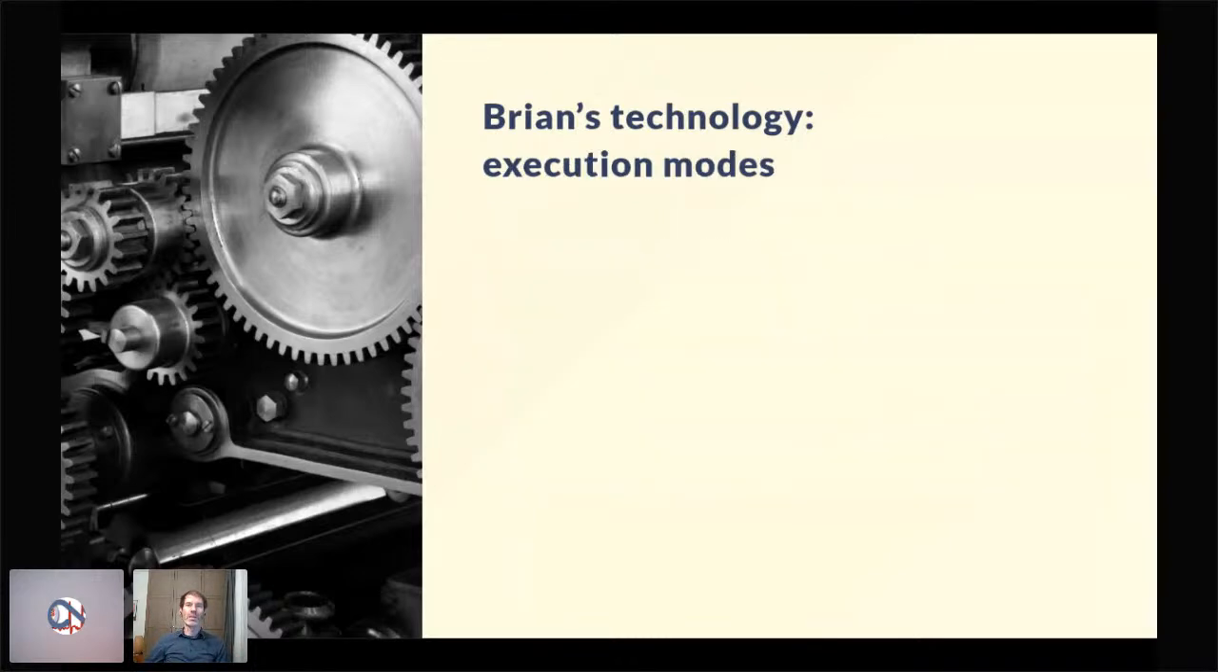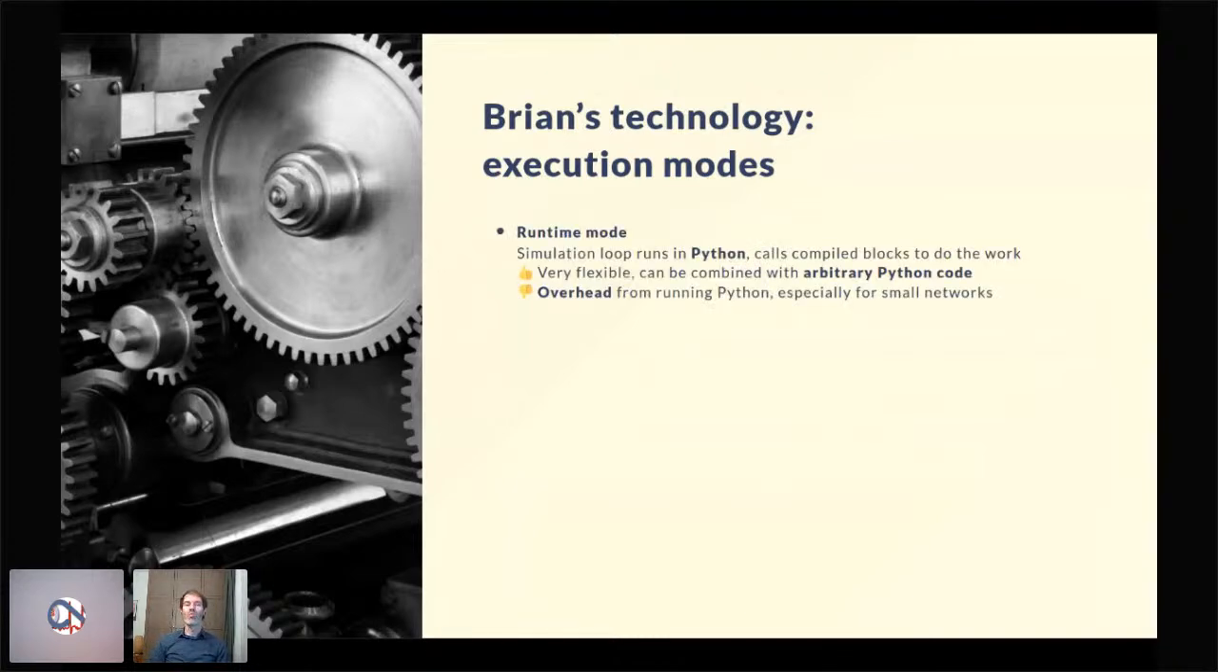And then there are two different modes of executing the code. We have given them the names runtime mode and standalone mode. The runtime mode works in the way that these blocks of code that I was just talking about are compiled, and they are little bits of code that do individual things, like advance the state variables of a group of neurons by one time step. But the main control over what happens during a simulation is still in Python. So there's a loop in Python that loops over all the time steps, and within each time step, it calls out to all these little individual compiled code bits.